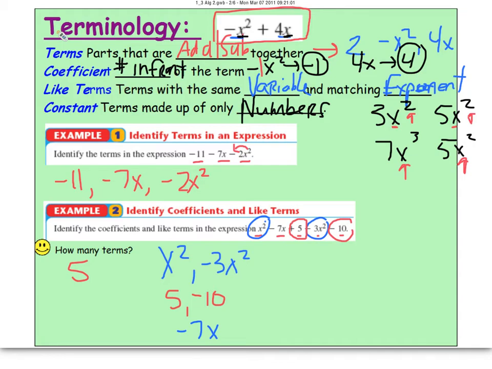Identify the coefficients. The coefficient of this term right here is a 1. The coefficient here is negative 3. The terms 5 and negative 10 don't have coefficients. Coefficients are only the numbers in front of the variable, so there aren't any. The coefficient for the term negative 7x is negative 7.